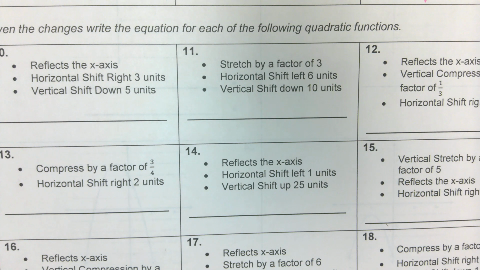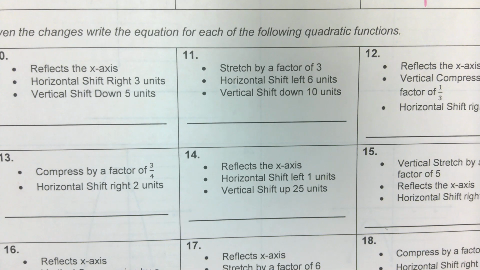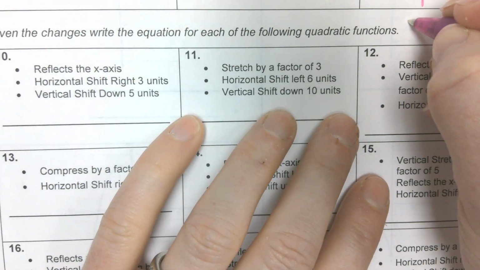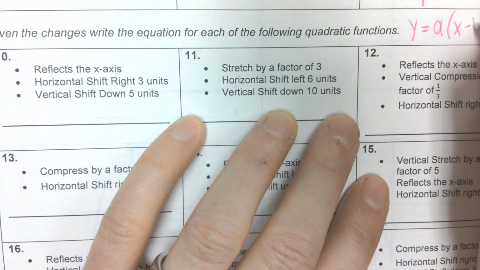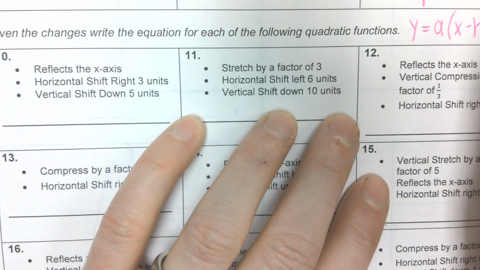Let's move on to the next section. Hopefully you're able to get 1 through 9 done. So the next one says, given the changes, write the equation. So the equation is y equals a, parentheses, x minus h squared plus k.